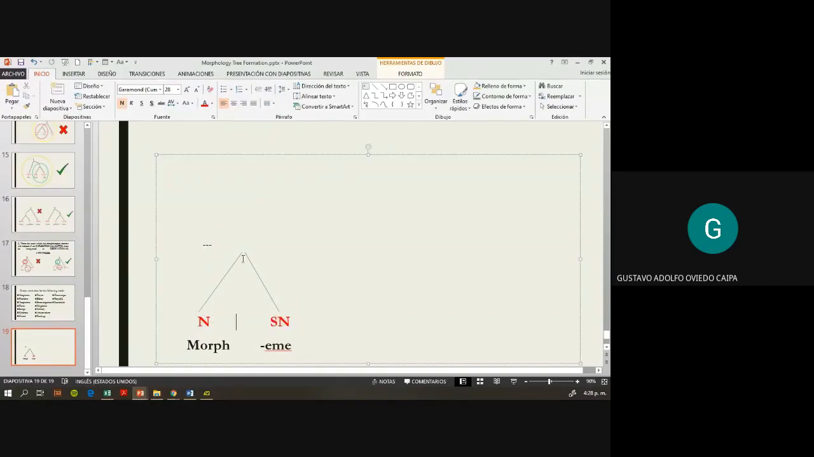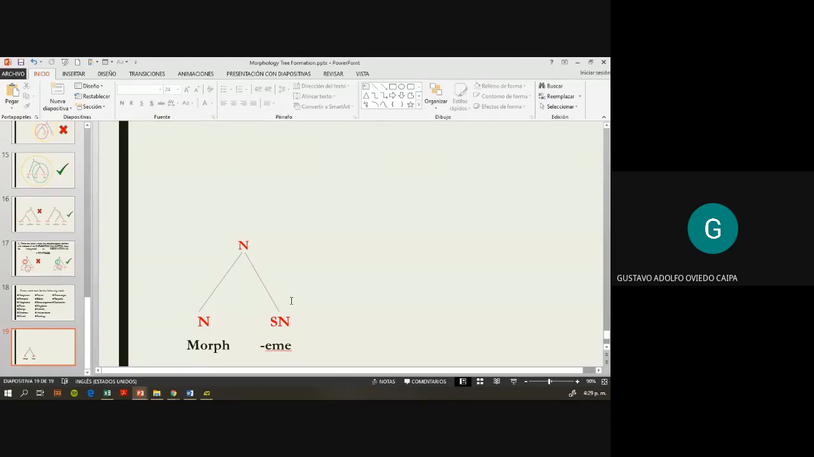The next step is to connect the two trees, the two branches, I'm sorry, and then we need to give it labels too. Morpheme, a morpheme is a noun. So we're going to say that this is a noun. So that's all we needed to do. So this tree should look more or less like this. If you did the exercise, this is how your tree is supposed to look like.